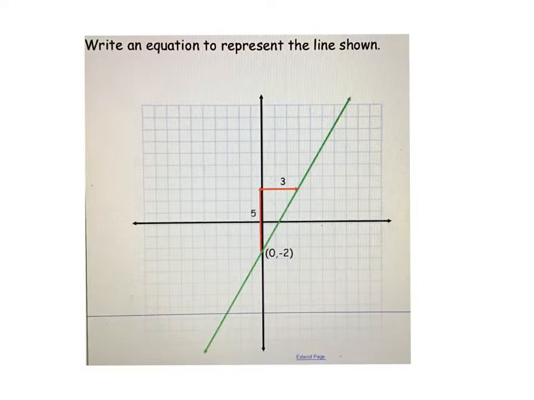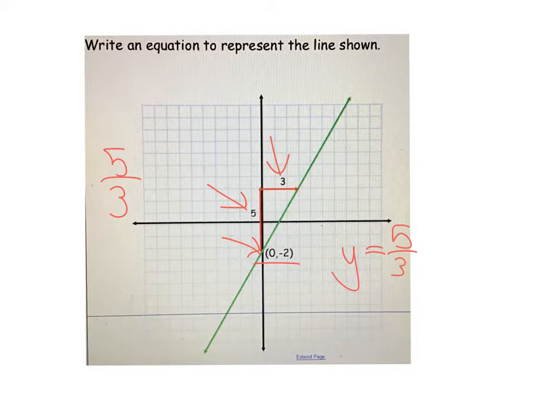Similar sort of problem here, except the slope is pretty much already included here. Slope is going to be up 5 over 3, so a slope of 5/3. The y-intercept is -2, because that's where it crosses the y-axis. So this line is going to be y is equal to 5/3 x minus 2. And you're done. If you have it set this way, that's what you do.